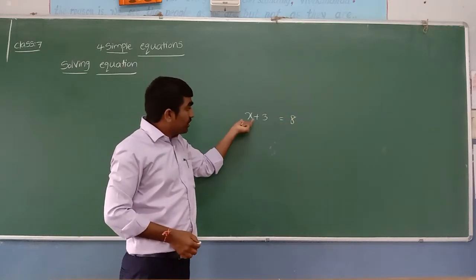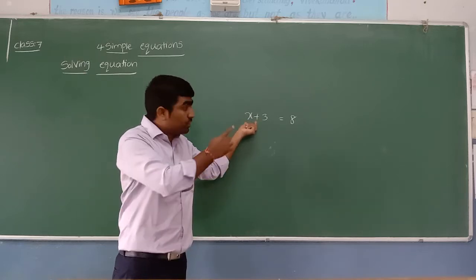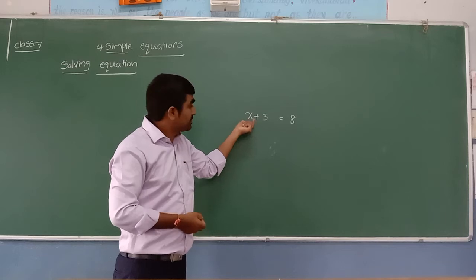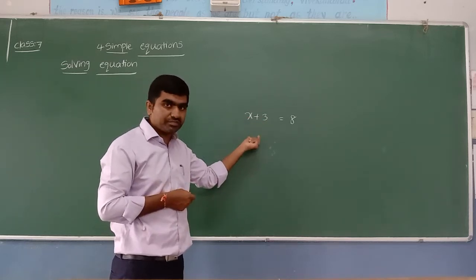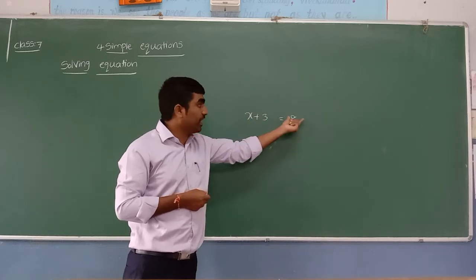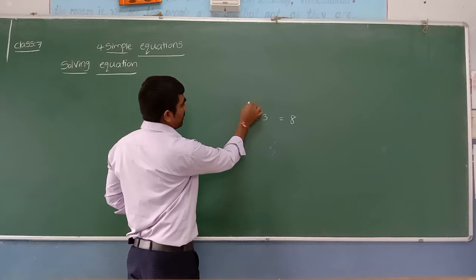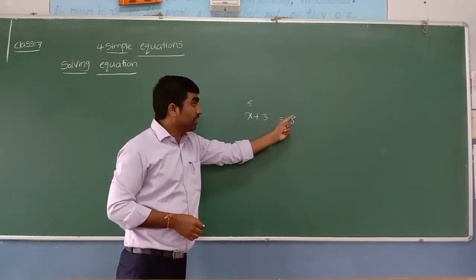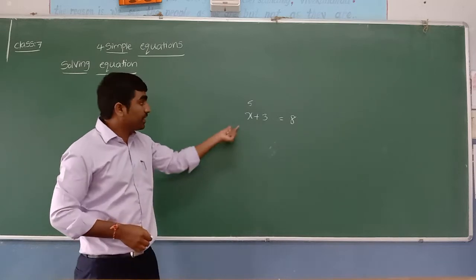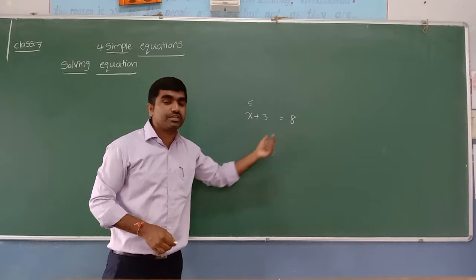Now, can you imagine what is the solution of this? What can we replace in the place of x so that equality holds? If I write 5 in the place of x, 5 plus 3 is 8, LHS is 8, and RHS is also 8. Now we can say that x is equal to 5 is the solution of this equation.